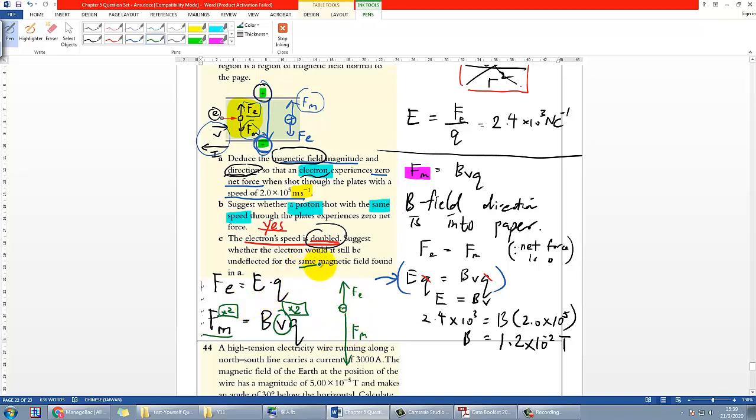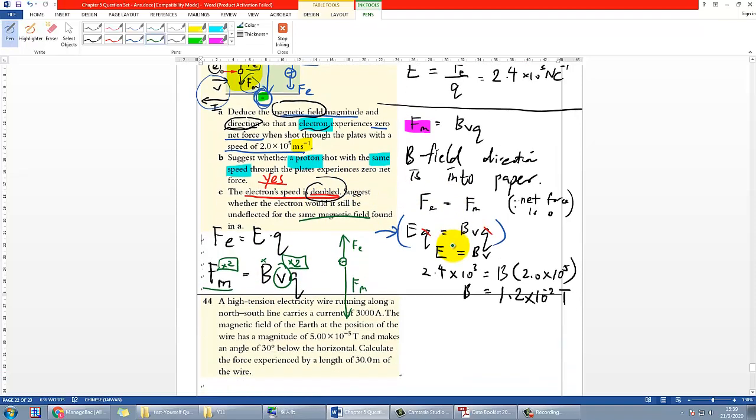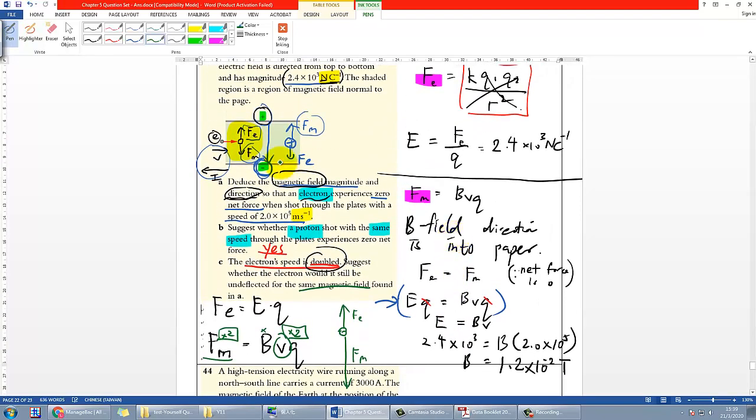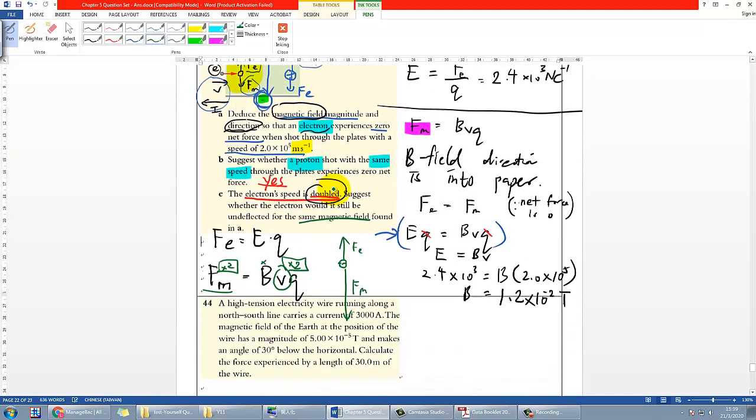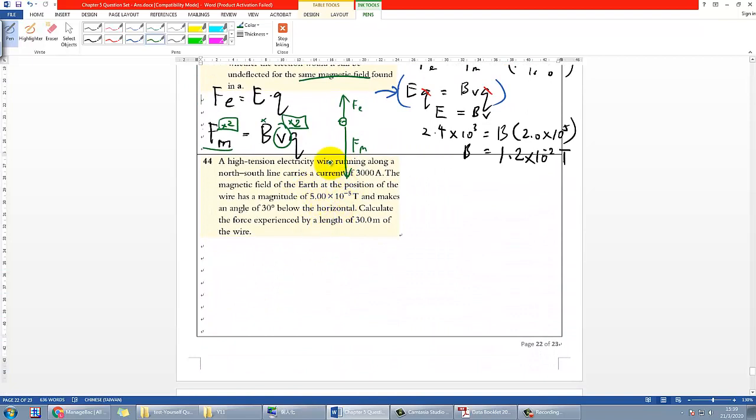Since the question already told you that the B field remains the same, if you really want to maintain balance, you may cut the B field strength to half, then it could be restored to have zero net force. So for this question, it would be deflected, and it will be deflected towards the bottom also. Very interesting question.